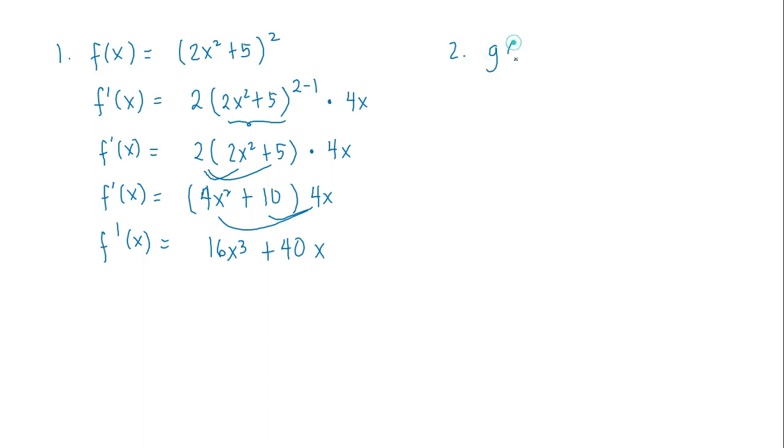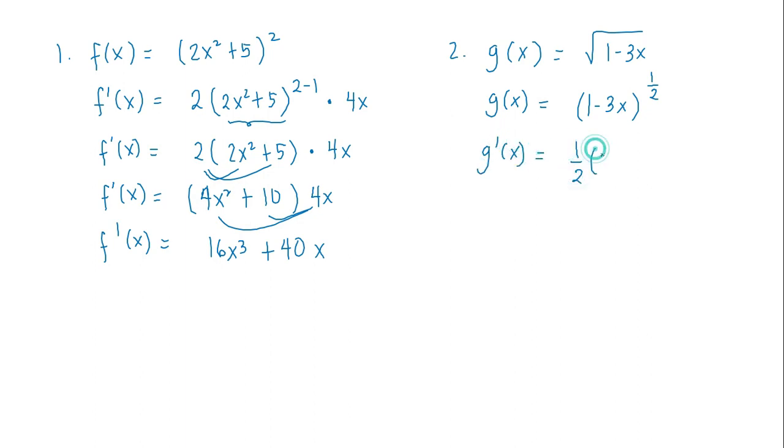Another example, halimbawa, given kayo ng g of x is equal to the square root of 1 minus 3x. Okay? Bago tayo kumuha ng derivative, i-write muna natin siya. So, alam naman natin na kapag meron tayong square root, pwede natin siyang isulat sa ganitong form. Okay? We are now ready to get the derivative of g of x. Ibababa lang natin yung 1/2. And then, yung exponent ay ma-minusan natin ng 1.